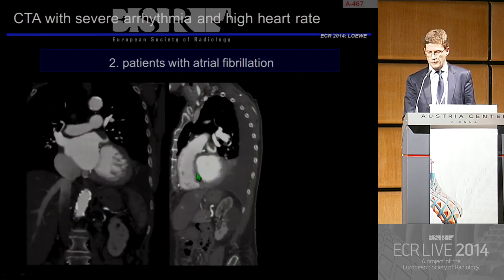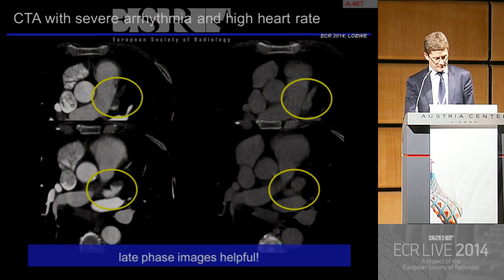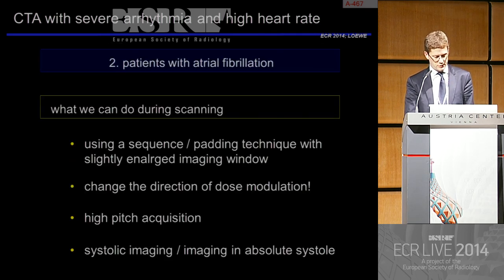So this is such a patient before atrial fibrillation treatment, and this is a very important finding, since if we describe a thrombus in the left atrial appendage, the resynchronization, the ablation procedure, cannot be performed as planned. Sometimes it's hard to distinguish between a filling defect and a real thrombus. It's highly recommended to use late phase images to safely distinguish between thrombus and just a filling defect in the left atrial appendage. All the other things that were presented before for patients suffering from high heart rates are helpful, of course, even in patients suffering from atrial fibrillation.